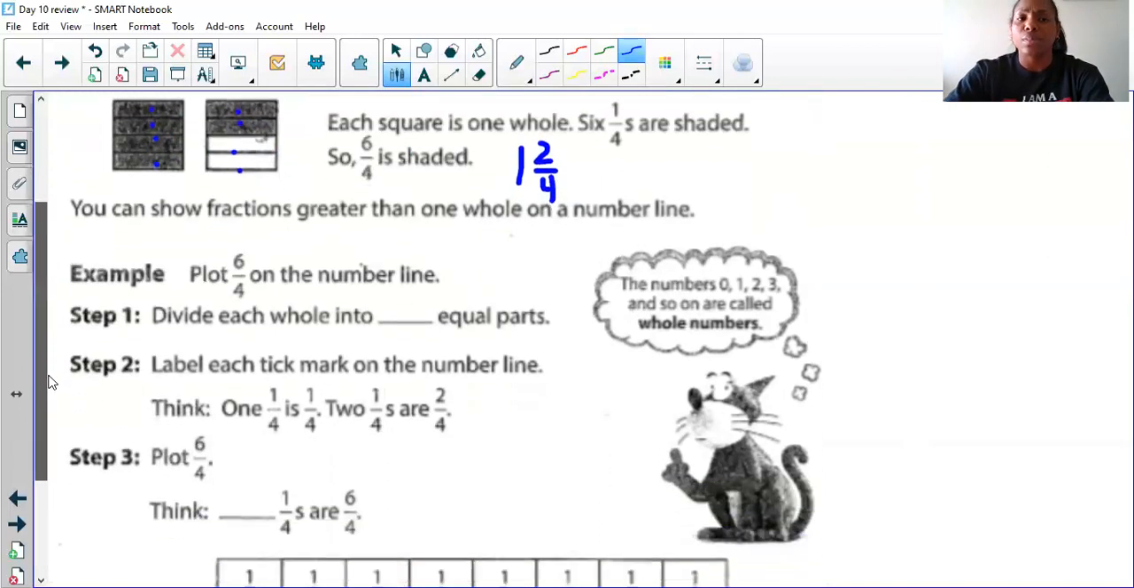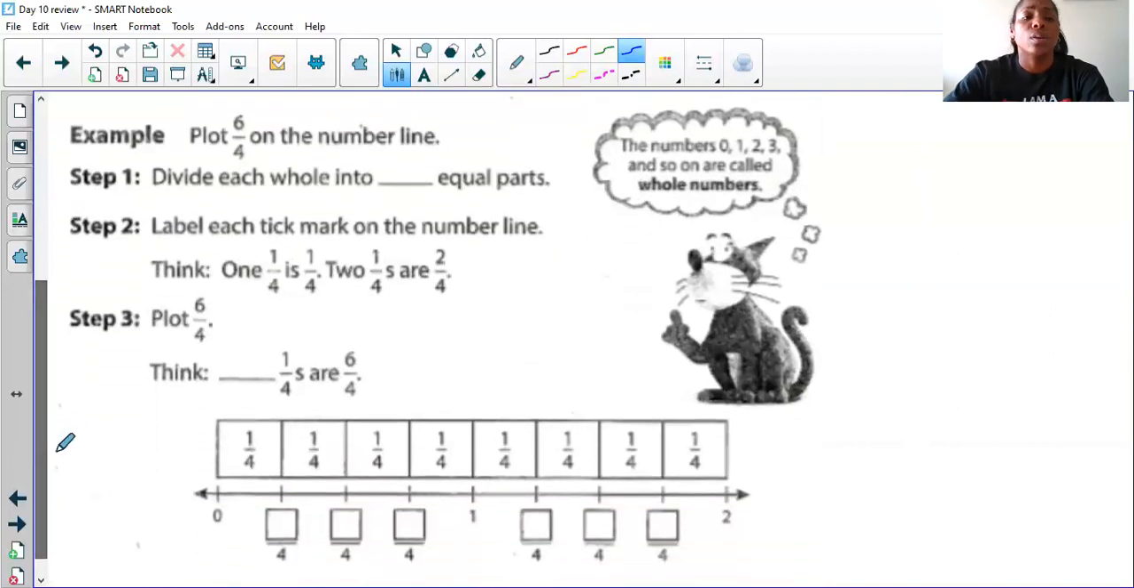So now you would like us to plot this on a number line. Plot 6/4 on the number line. Divide each whole into blank equal parts. So how many equal parts will take up 1 whole? So we just take a look at this example right here. And if we look carefully, I see 1, 2, 3, 4 parts. So 1 whole is equal to 4 equal parts. So label each tick mark on the number line. Think 1 is 1/4. 1 1/4 is 1/4. 2 1/4 are 2/4.